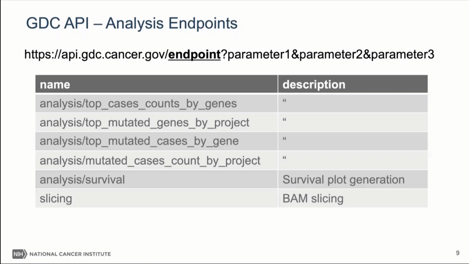Lastly, which kind of doesn't fit into either of these categories, but I stuck it into the analysis endpoints, is the BAM slicing, which we're not going to see today because everything we're going to be doing is open access and the slicing requires a token. But this allows you to take only a section of a BAM file to save space basically. So you can take a specific chromosome, a specific gene, a specific region, all that is customizable.